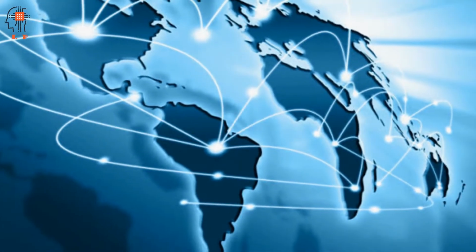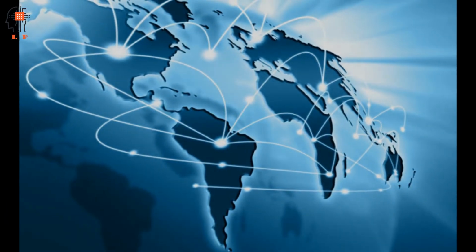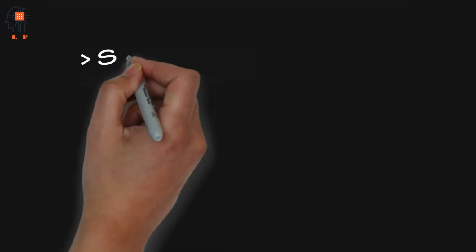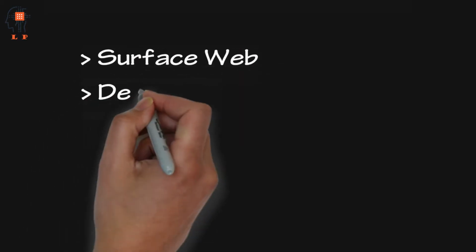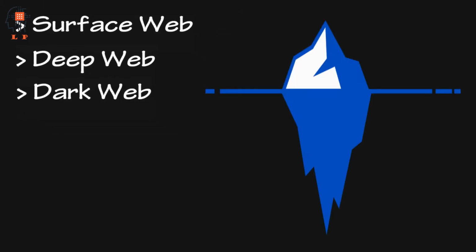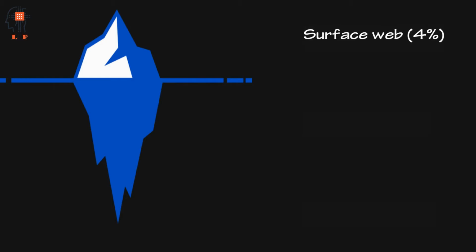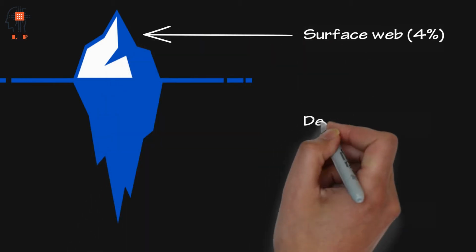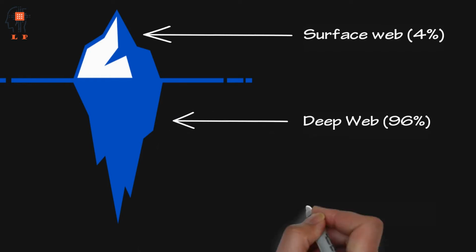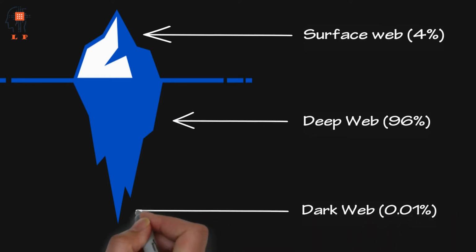The internet is an enormous world of interconnected networks. This huge cyber world can be classified into three sections: the surface web, the deep web, and the dark web. Based on the popular iceberg theory, only 4% of the internet is surface web. Around 96% is the deep web, and only about 0.01% is the dark web.